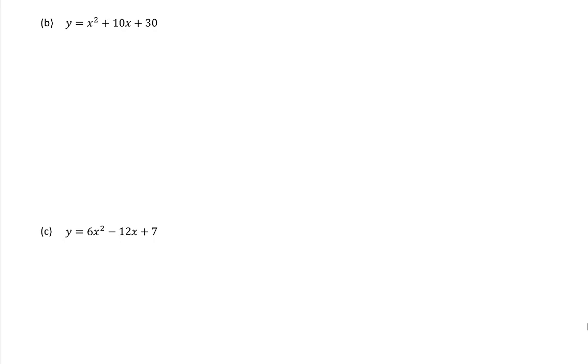So starting with the next expression, y equals x squared plus 10x plus 30. So we get y equals, common factor out the a value from the x squared and x term. So this time the a value is 1. So we're left with x squared plus 10x, leave some space, plus 30.